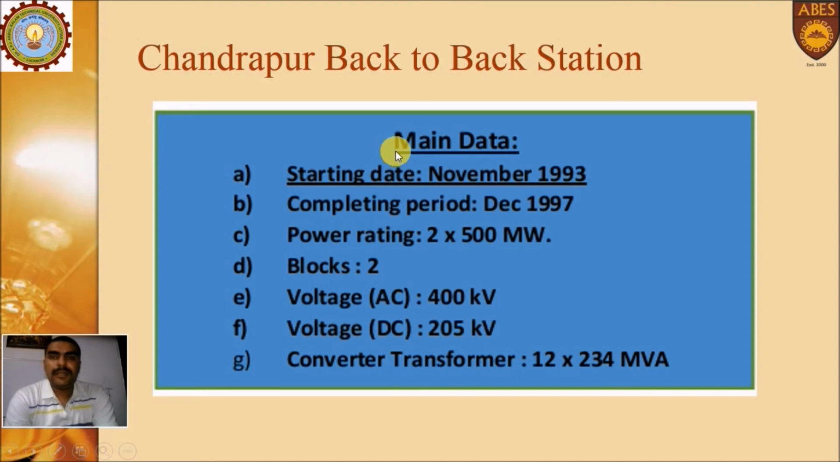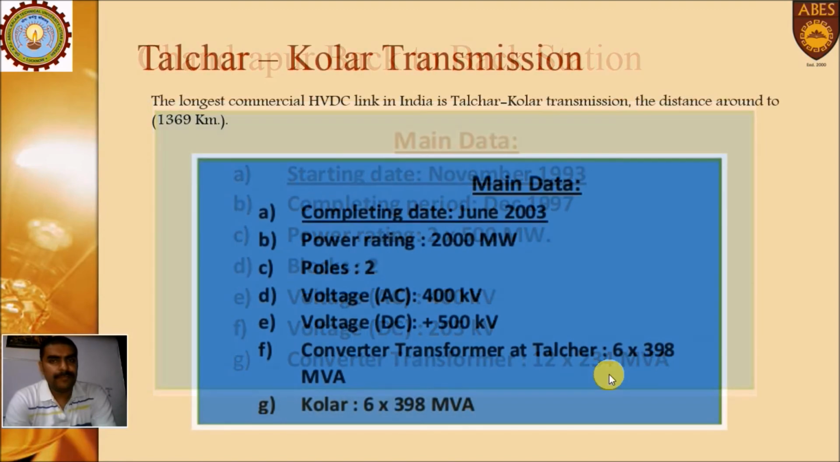Then for the Chandrapur back-to-back station, it was started in 1993 and completed in 1997. The power rating is 2 into 500 megawatt. Two blocks are there. AC side voltage is 400 kV and DC side voltage is 205 kV. There are 12 converter transformers with a rating of 234 MVA.